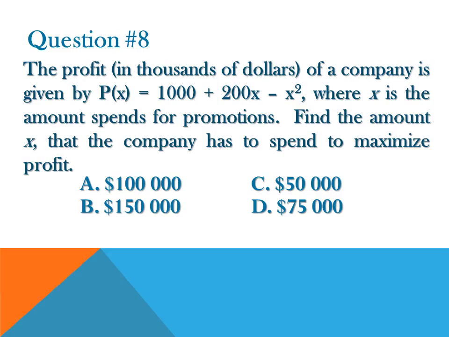The profit in thousands of dollars of a company is given by P as a function of x is equal to 1,000 plus 200x minus x squared, where x is the amount spent for promotions. Find the amount x that the company has to spend to maximize profit.